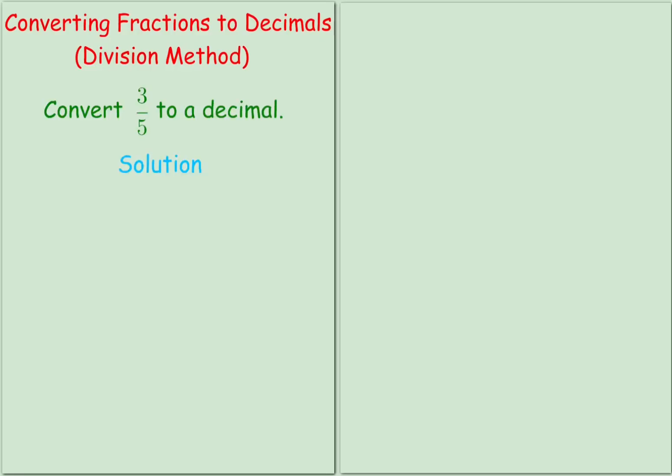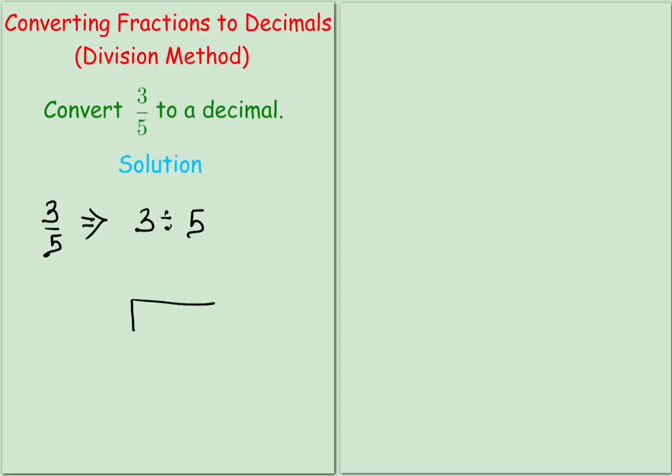So if you have a question which says you have to convert 3 over 5 to a decimal using the division method, what does it mean? If you have 3 over 5, you should note that it can be written as 3 divided by 5. The answer to 3 divided by 5 becomes your conversion. Hence, using our long division method, what do we do?